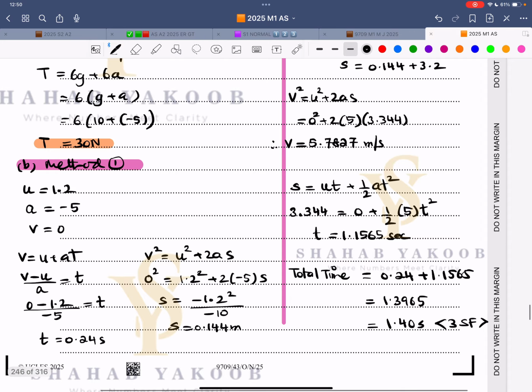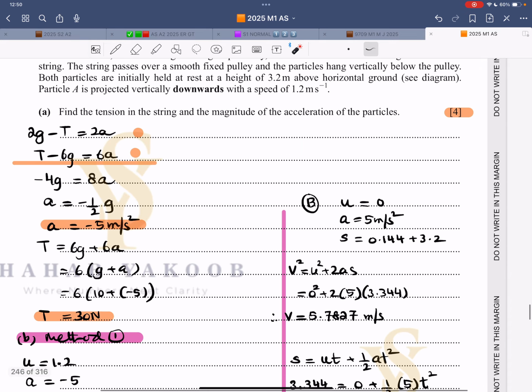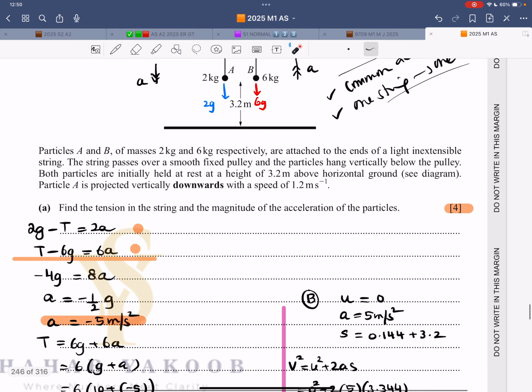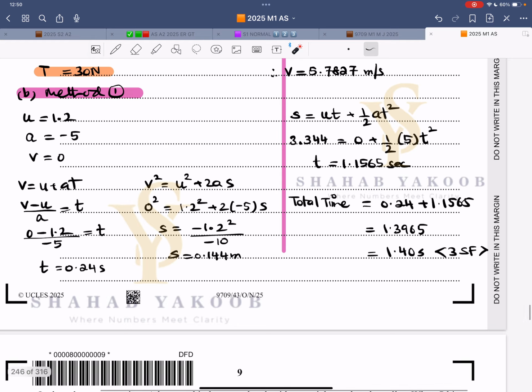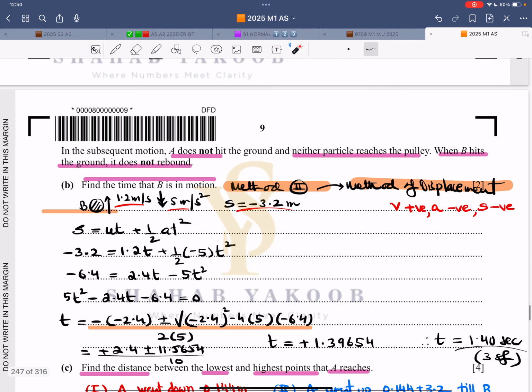So now let me use this thing. S is equal to ut plus half at square. So that is the height that it has reached, and final velocity is 0, and I'm calculating the time, 1.156 seconds. So this is moving in this direction, and then the thing is moving in the upwards direction. That is how this has gone. So now the total time taken is 1.40 seconds. They are asking, find the time B is in motion.